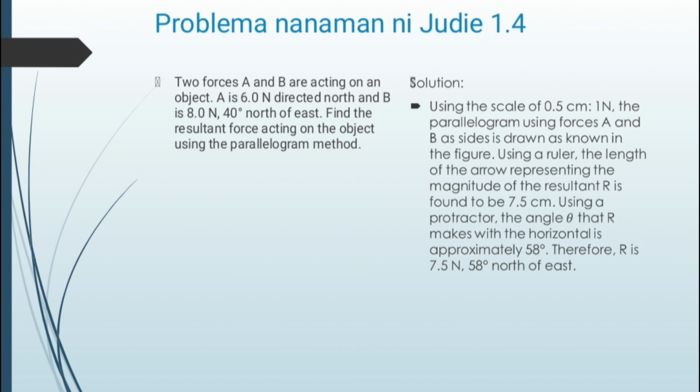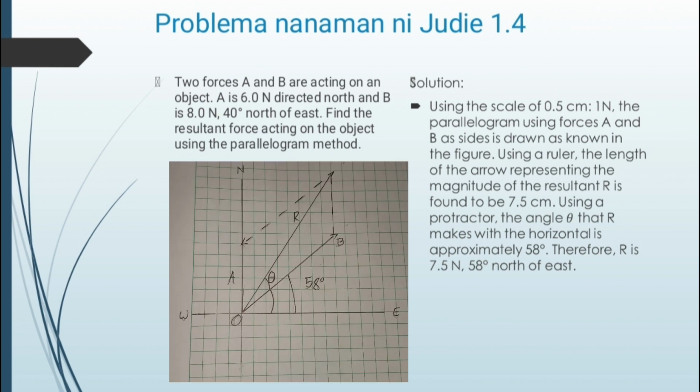Problema na naman ni Judy 1.4. Two forces A and B are acting on an object. A is 6 Newton, directed north, and B is 8 Newton, 40 degrees north of east. Find the resultant force acting on the object using the parallelogram method. Solution. Using the scale of 0.5 cm to 1 Newton, the parallelogram using forces A and B as sides is drawn as shown in the figure.